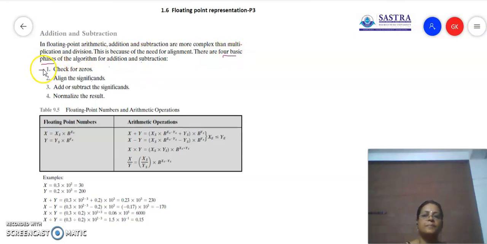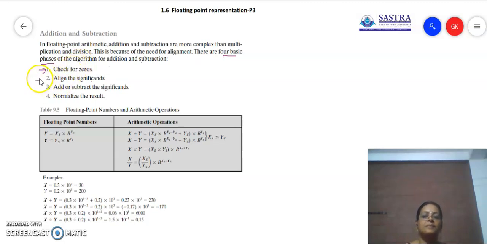The first step is check for zeros. You are going to check the operands for zeros. If one of the operands is 0, then obviously the result will be the remaining one. It is applicable for both addition and subtraction. So the first phase will check for zeros in the operands. If both operands are 0, the answer is going to be 0. If one of the operands is 0, obviously the leftover operand will be the result. It is applicable for addition and subtraction.